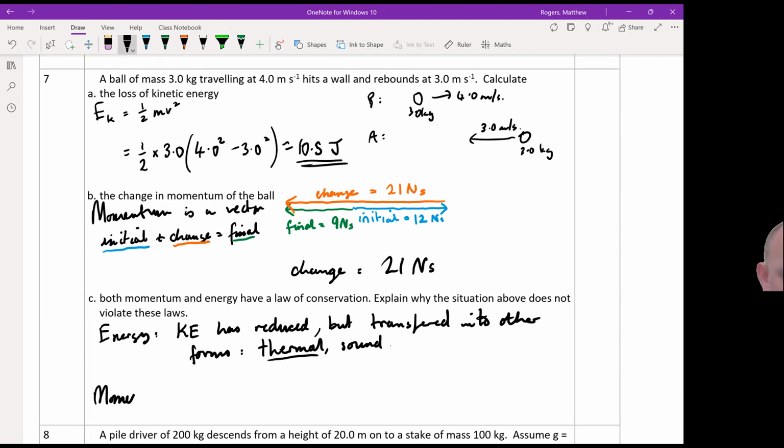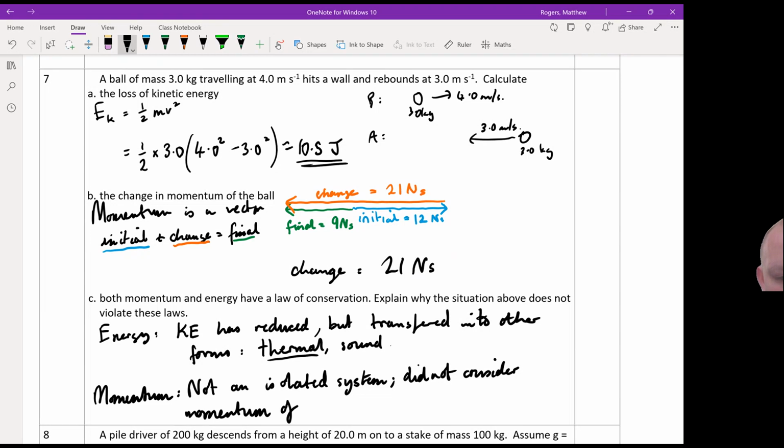And in terms of momentum, there's been a large change in momentum. We could phrase this one of two ways. I think what we'd probably say is that this is not an isolated system, that we did not consider the momentum of the wall, perhaps we'd say the earth with which the ball collided. So the ball is observed changing momentum because we've not measured the momentum of the thing that applied a force on the ball when the two collided.